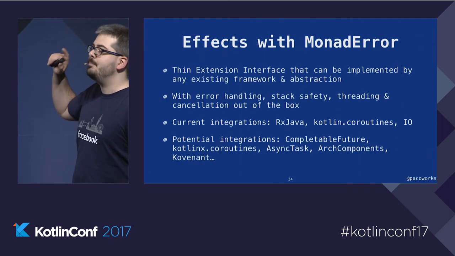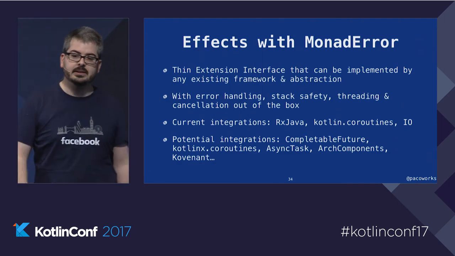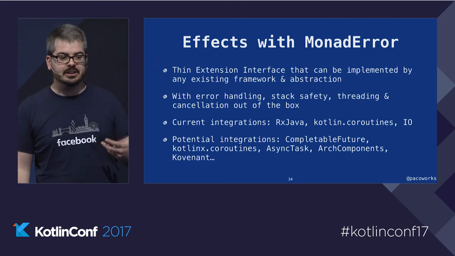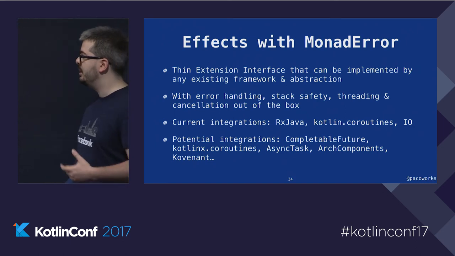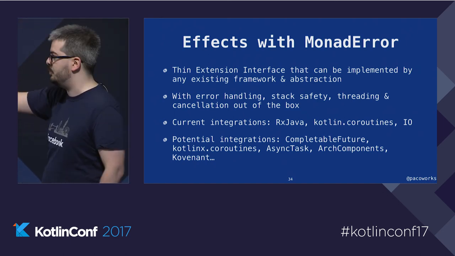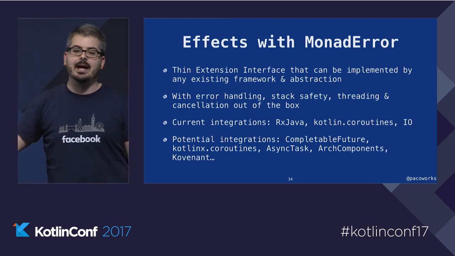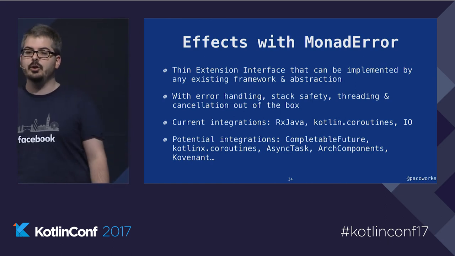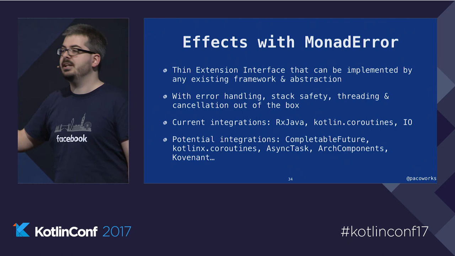Right now, we have an implementation for RxJava. All of this works over coroutines. We provide our own implementation that is called IO. But we can have many potential integrations, like, for example, completable future. We can have the KotlinX coroutines deferrable version, async task, architecture components, anything that is capable of doing sequential execution of asynchronous code can be generified using this monad error.